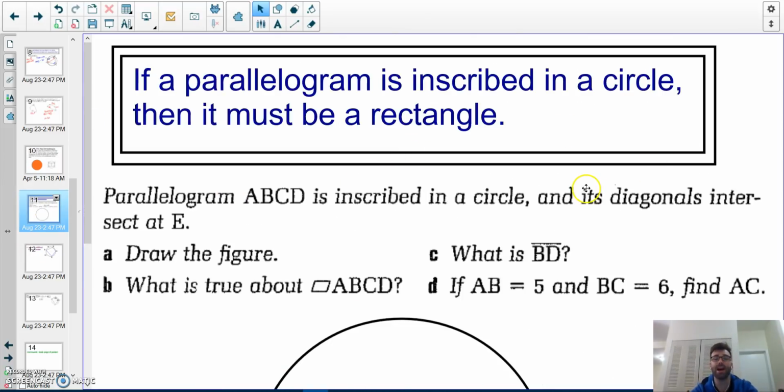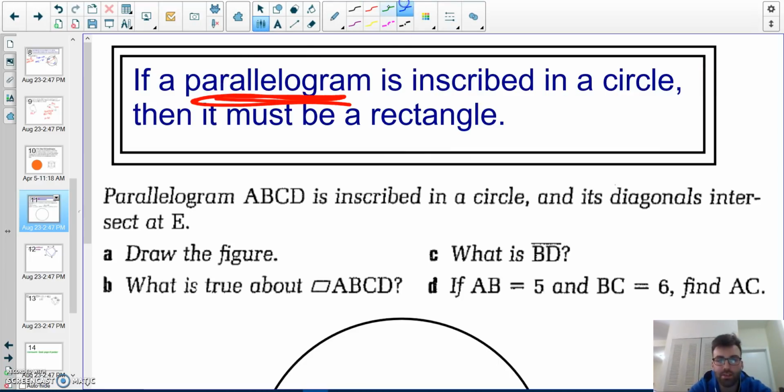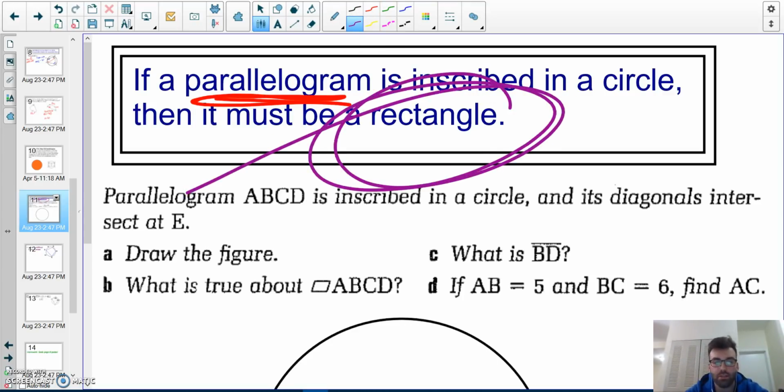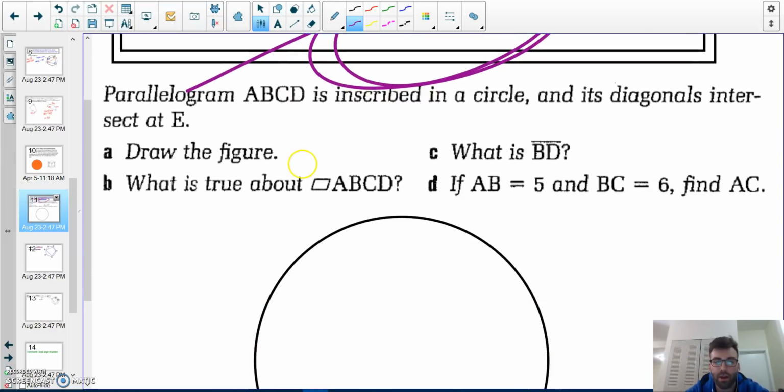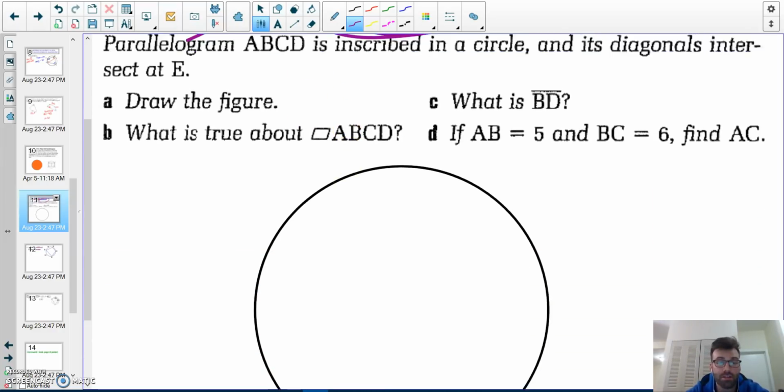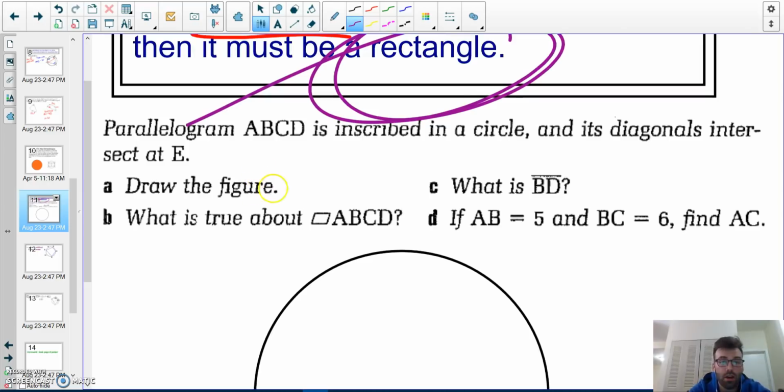Anytime a parallelogram is inscribed in a circle, then it has to be a rectangle. So if a parallelogram ABCD is inscribed in a circle, then what does it have to be? It must be a rectangle.